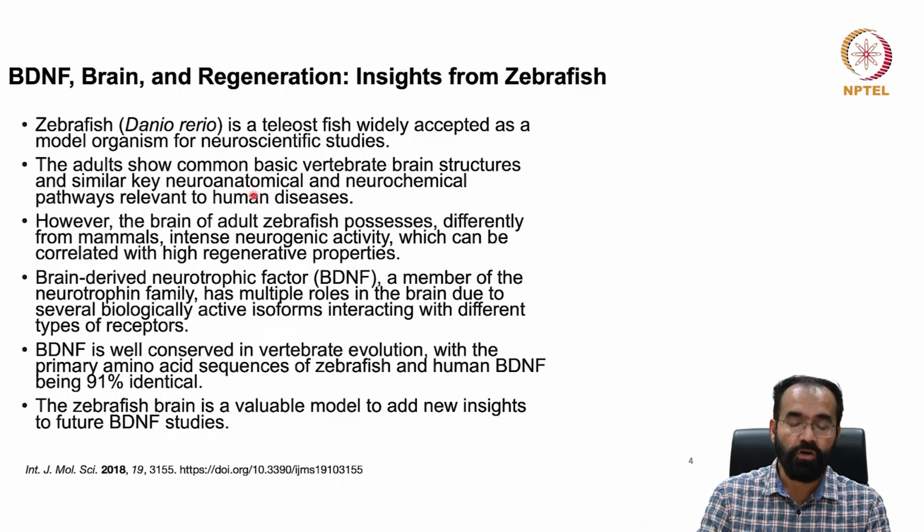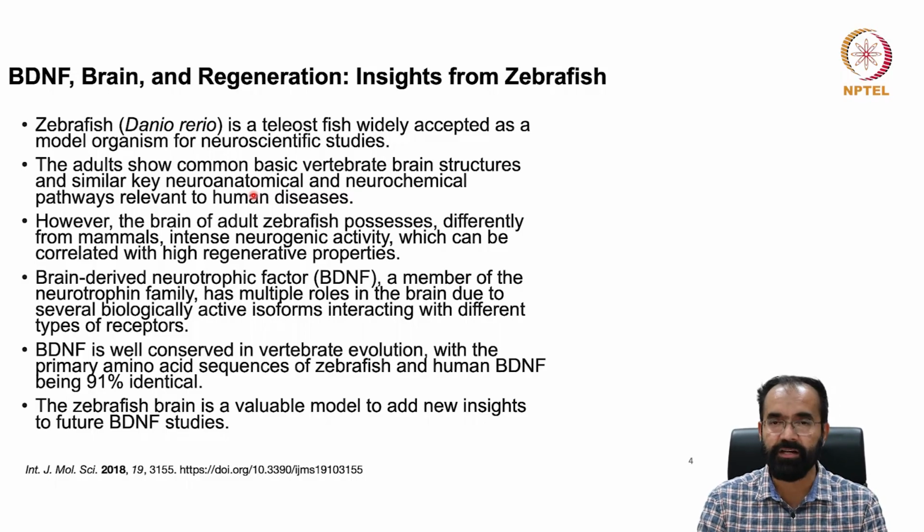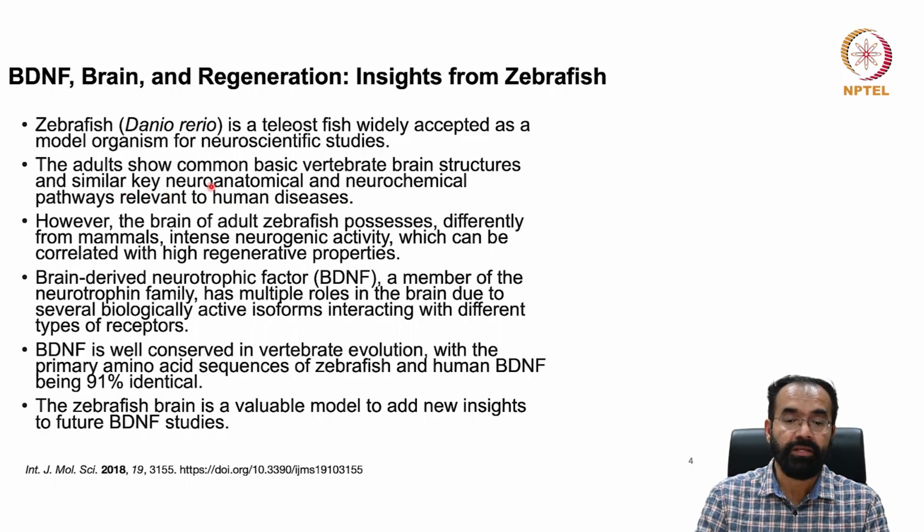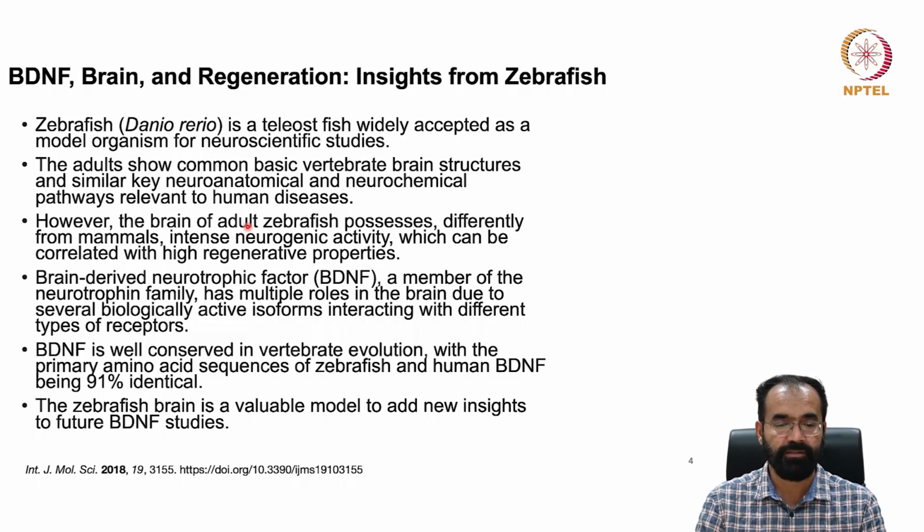Adults show common vertebrate brain structures. Whatever typical vertebrate you take, including human, the typical structures are maintained. Although the zebrafish brain is small and the human brain is big, the typical structures are retained in zebrafish, like that in human. And they have similar key neuroanatomical and neurochemical pathways relevant to various human diseases. That is why we use zebrafish to study regeneration biology.